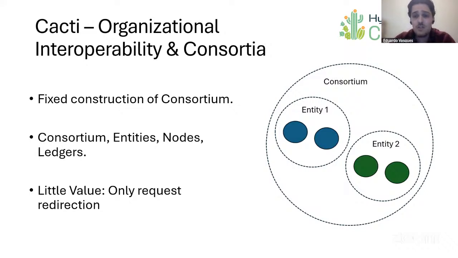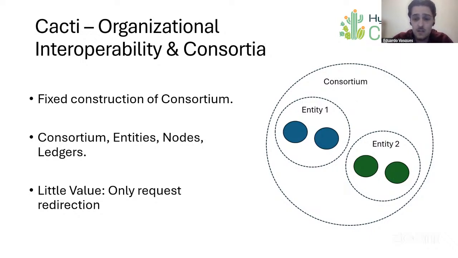So Cacti structures a consortium of nodes in the following way. We basically have a consortium, which is composed of consortium entities, which represent the different organizations, like real-world entities that are part of the consortium. And then these entities own consortium nodes, which are operational Cacti nodes that possess some logic to interact with certain ledgers.